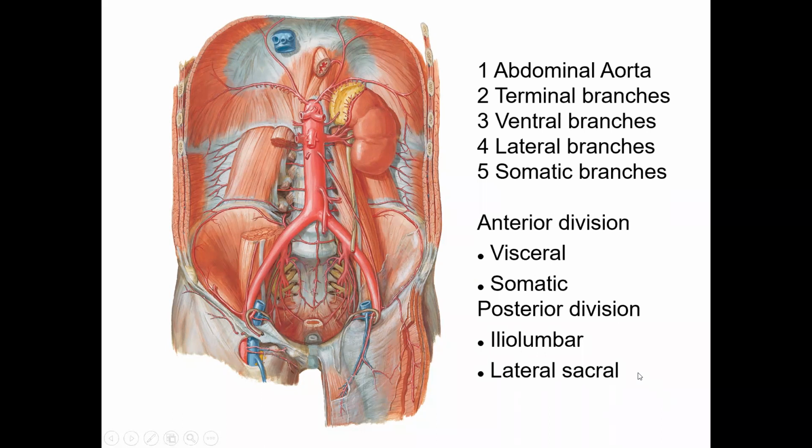And of course, the largest branch of the internal iliac artery is a continuation of the posterior division of the internal iliac artery, which is called the superior gluteal artery. Inferior gluteal is a branch of the anterior division. Superior gluteal is a branch of the posterior division. Inferior gluteal, we said, is the original axis artery of the lower limb.